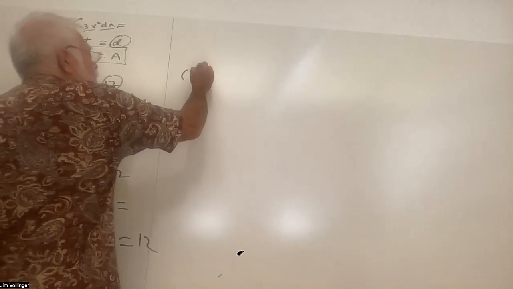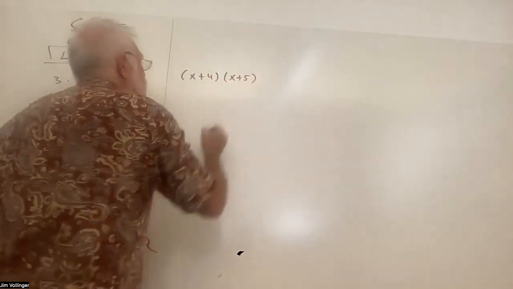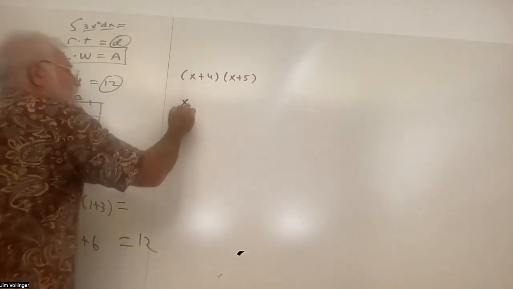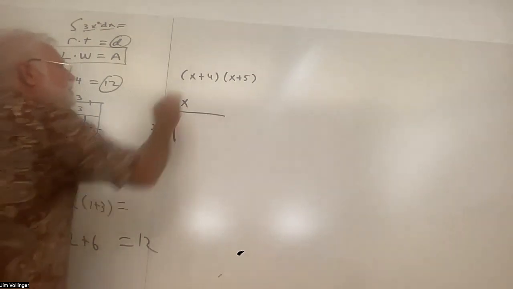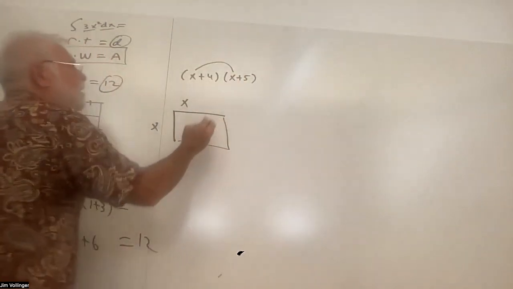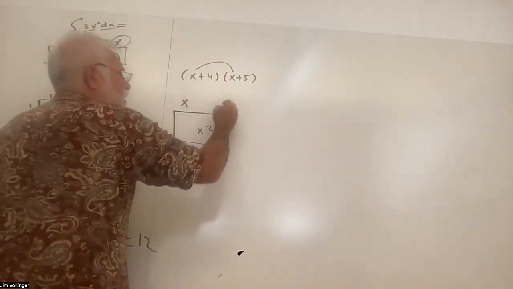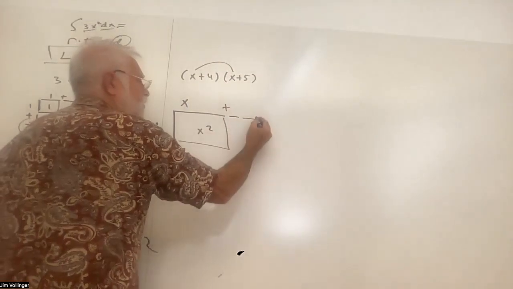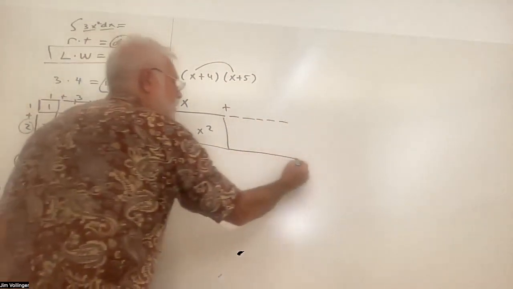Let's look at a new situation. Let's look at x plus 4 times x plus 5. Okay, I've got x, which could be any distance. And I got an x here because I've got x squared. There it is. There's x squared. And then I'm going to add, let's make the top x plus 5. And let's say that this is 5 units. All right, each one of these is 1.